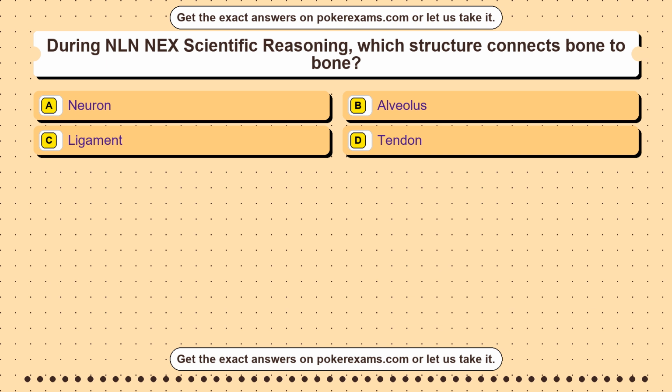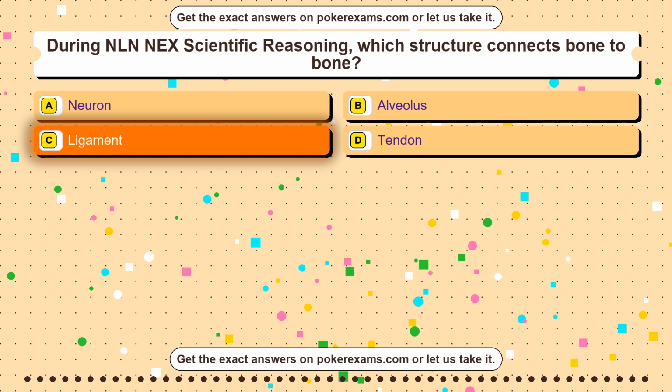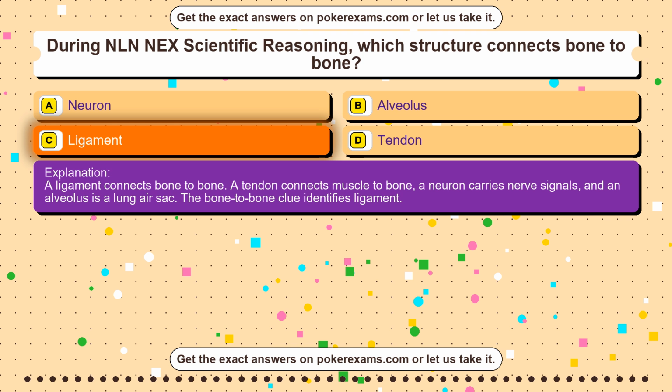Question 11. During the GED Science Practice Test, which value is 40% of 50? Option A, 45. Option B, 90. Option C, 20. Option D, 40. The correct answer is option C. 40% of 50 is 20 because 0.40 times 50 equals 20. Option B is too high, and option D adds rather than multiplies. Percent questions require converting to a decimal.